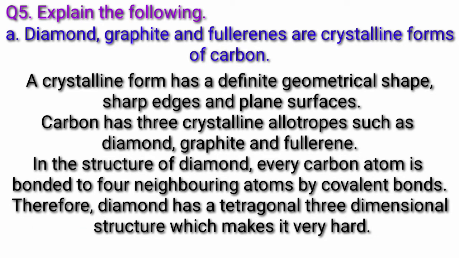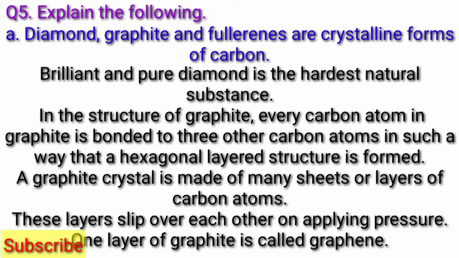Carbon has three crystalline allotropes: diamond, graphite, and fullerenes. In the structure of diamond, every carbon atom is bonded to four neighboring atoms by covalent bonds. Therefore, diamond has a tetrahedral three-dimensional structure which makes it very hard. Brilliant and pure diamond is the hardest natural substance.